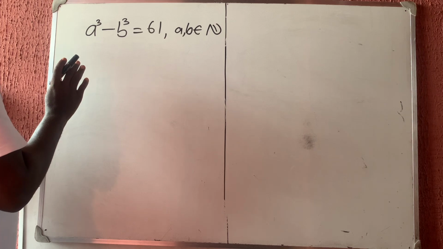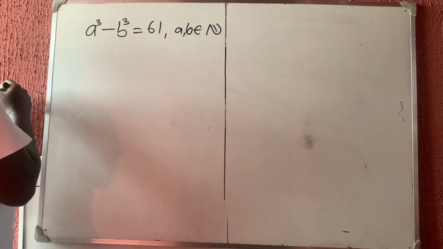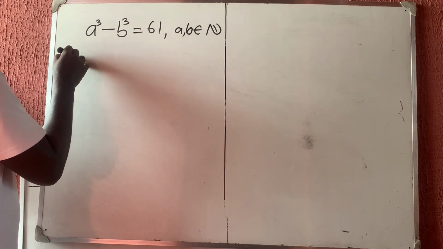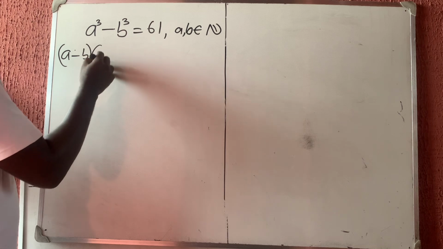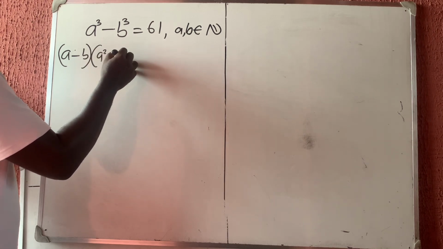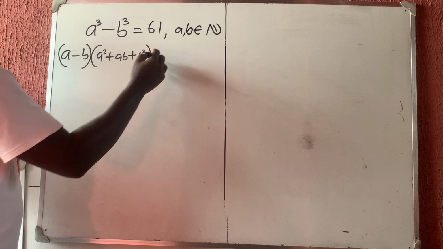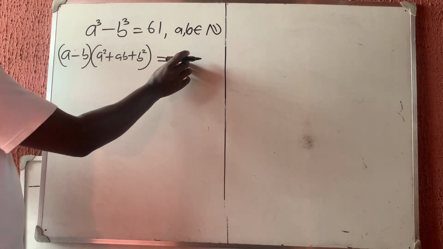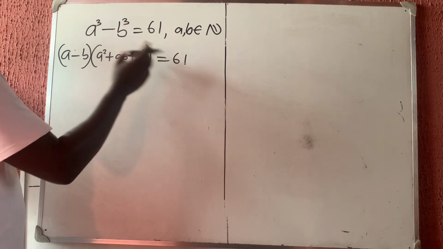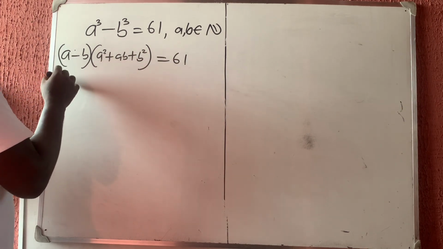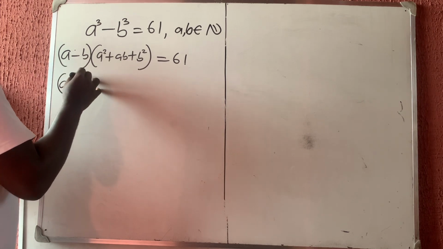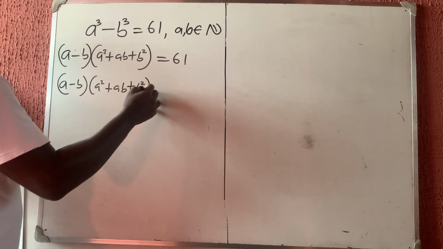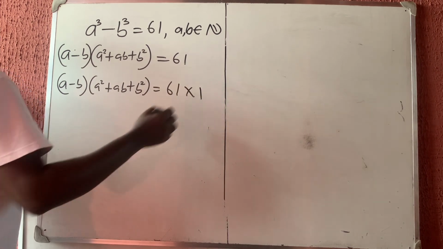Now, this is a very simple polynomial problem. I hope you know that this is simply a minus b multiplied by a squared plus ab plus b squared, and they say it is equal to 61. Now, the factors of 61 are just 61 and 1. These are the only two factors of 61. So a minus b into a squared plus ab plus b squared is equal to 61 times 1.